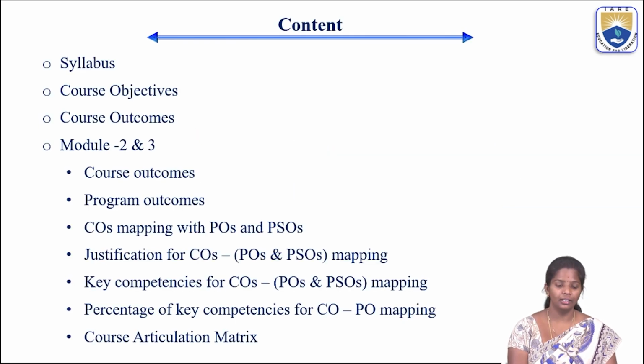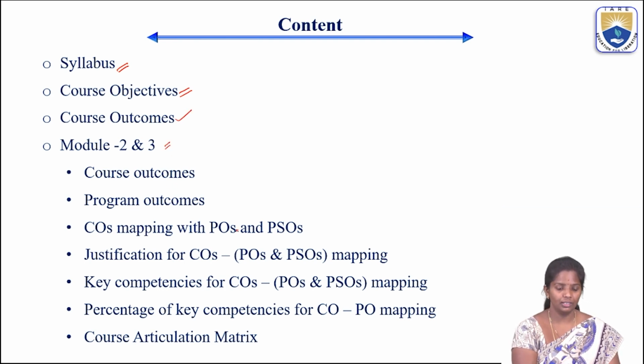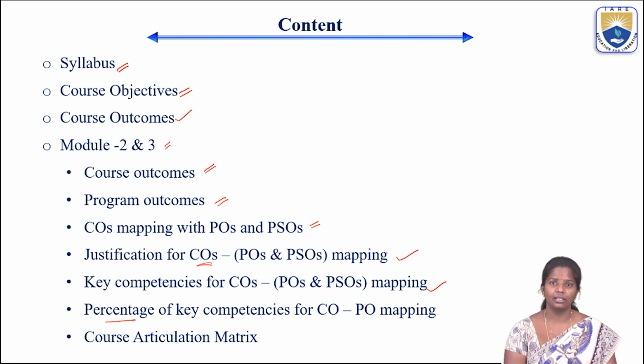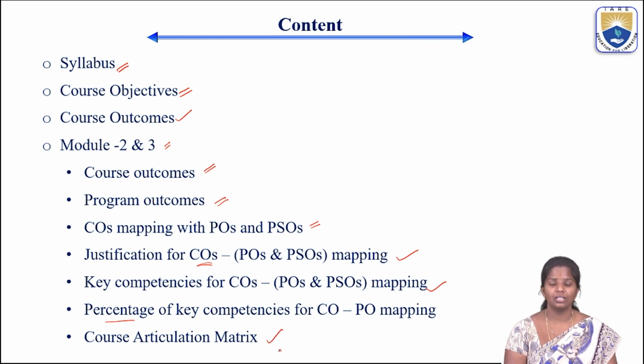So here is the content. First we will see an overview of the syllabus. Then course objectives, then course outcomes, then Module 2 and 3 and how the modules are designed, then course outcomes and program outcomes for Module 2 and 3, then CO mapping with the PO and PSO, then justification for COs with PO and PSO mapping, then key competences that are mapped for CO-PO, then the percentage of key competences calculated for CO-PO mapping, and the final one is the course articulation matrix for those particular Modules 2 and 3.